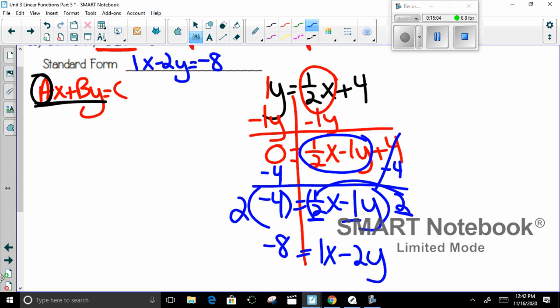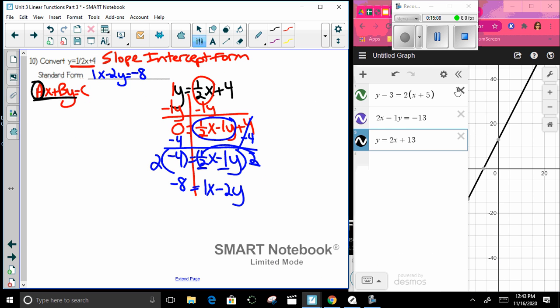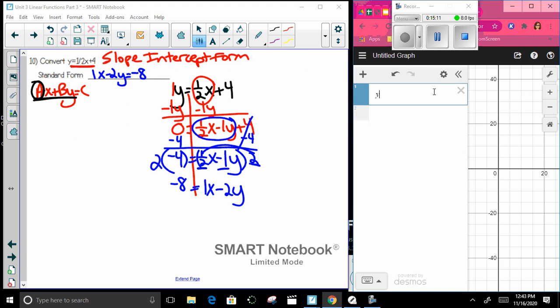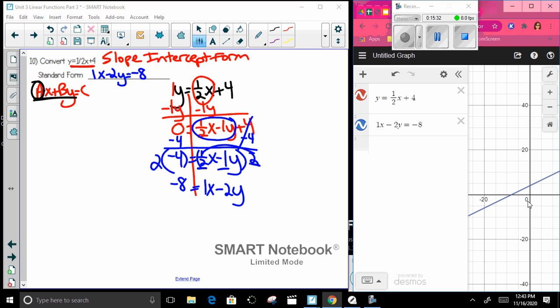Now let's go check ourselves on our calculator. Am I correct? All right, so y equals 1 divided by 2 over x plus 4. That's my slope-intercept. Now put my standard. 1x minus 2y equals -8. And it's always important to check yourself, because I could tell if I'm right or wrong here by how many lines I see. Since they're the same thing, just in different forms, I should only see one line. There's my y-intercept, there's my x-intercept. So I know that I'm good.